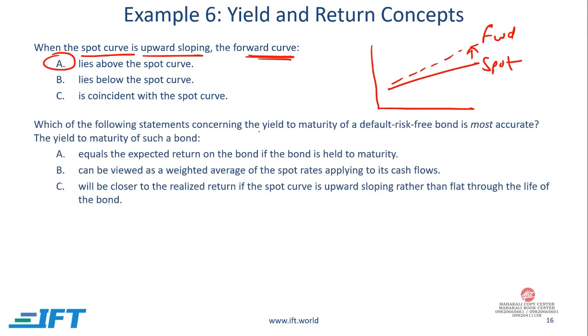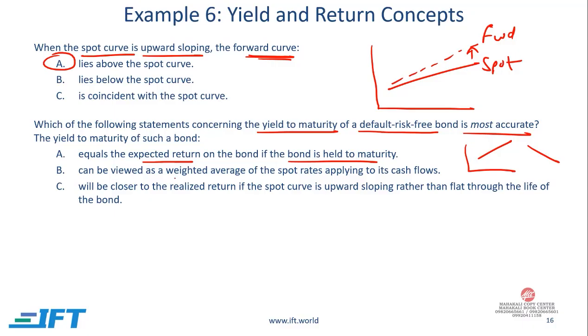Which of the following statements concerning the yield to maturity of a default risk-free bond is most accurate? The yield to maturity of such a bond equals the expected return on the bond if the bond is held to maturity. Now, this is not necessarily true because while this bond is being held to maturity and it does not have any default risk, we are told nothing about the shape of the yield curve. And we've just said that if the yield curve is sloping up, with a steep slope up or steep slope down, that impacts the reinvestment rate. And because of that, the expected return might not be the same as the yield to maturity.